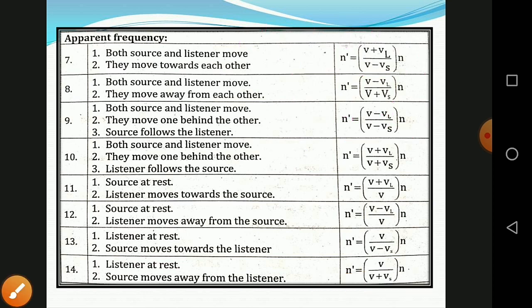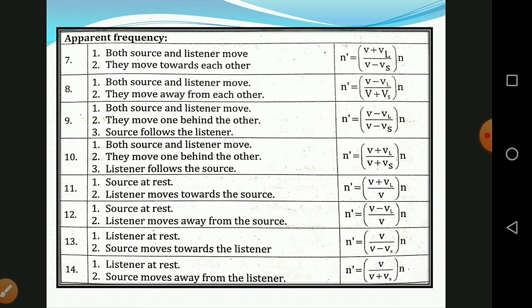And the next one, when both source and listener move one behind the other, that means the source follows the listener: n dash is equal to v minus vl divided by v minus vs, into n. And when the listener follows the source, n dash is equal to v plus vl divided by v plus vs, into n.